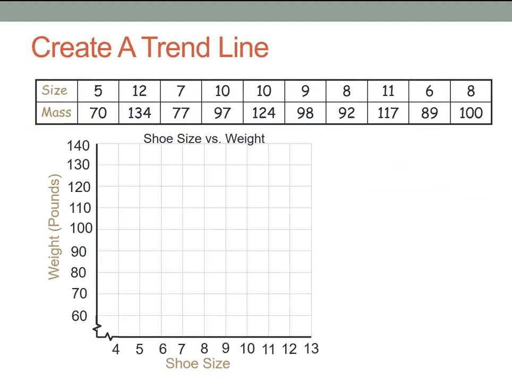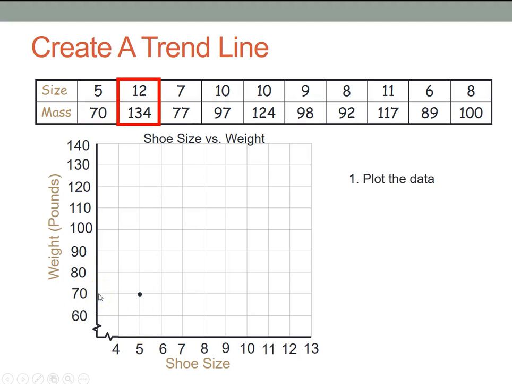So now let's take a look at creating a trend line. I'm giving you a data set here. So we've got shoe size and we've got mass or weight. Weight and mass, you can think about those similarly. So I'm going to plot each point. So 5 and 70, if I plotted that, I'm going to plot the data. 5 and 70 would go right here. 5 is the shoe size, 70 is the weight.